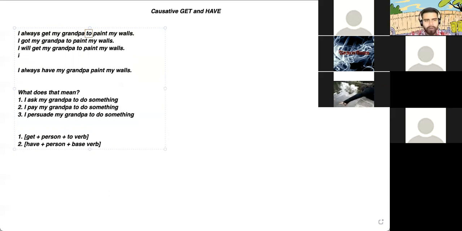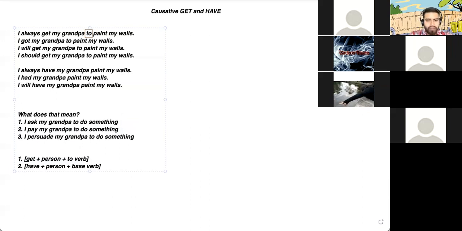Or I am going to get, I should get, you can even use it with modal verbs. I should get my grandpa to paint my walls. So yes, the get can change. It can be get, got, will get, should get, am going to get, might get. But the infinitive doesn't change. It stays the same, no matter the time.